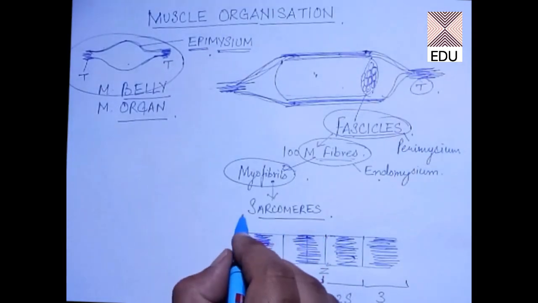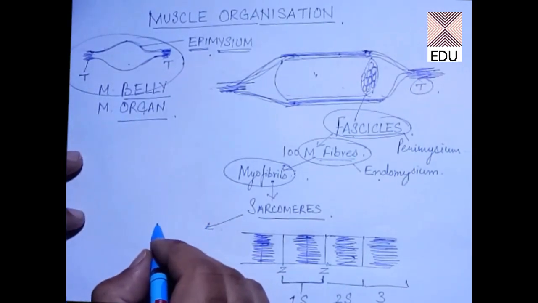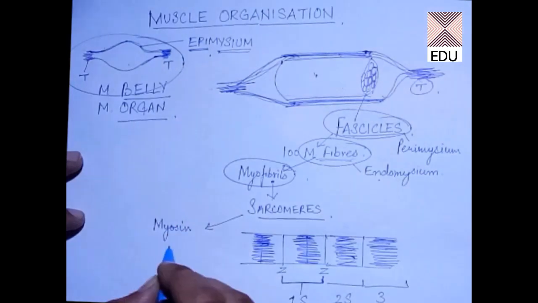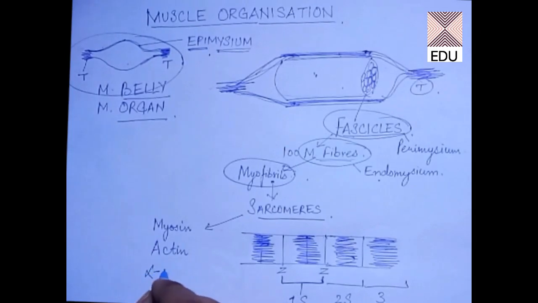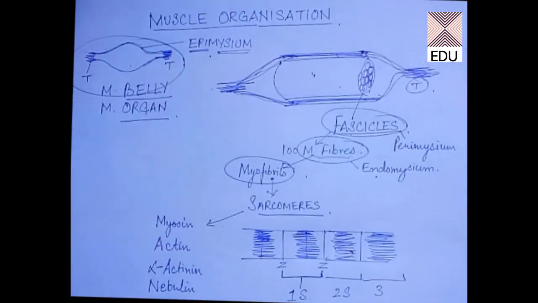If we go beyond this in sarcomeres, we have two major types of proteins: myosin and actin. Then there is alpha actinin, nebulin, and titin. So these are the five kinds of proteins present in the sarcomere. Mainly you are dealing with actin and myosin.